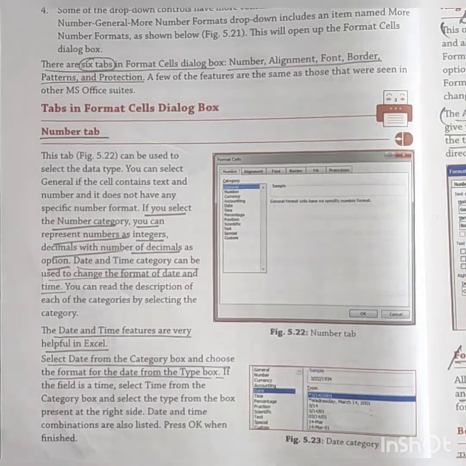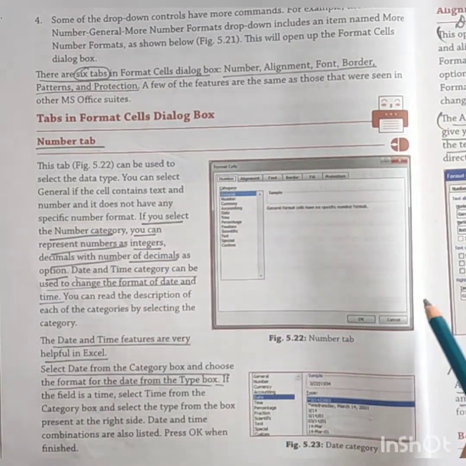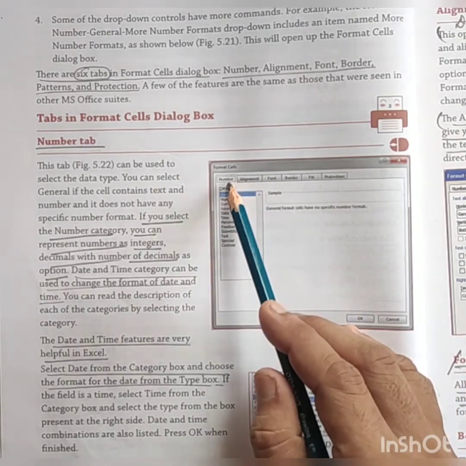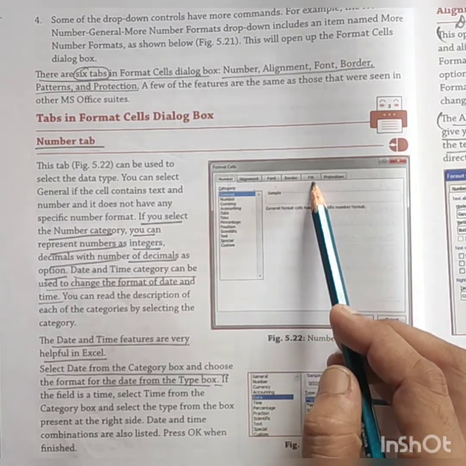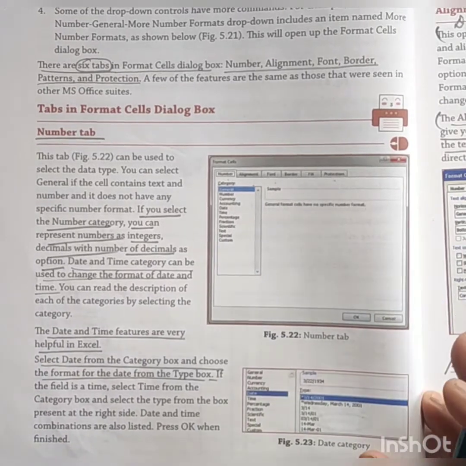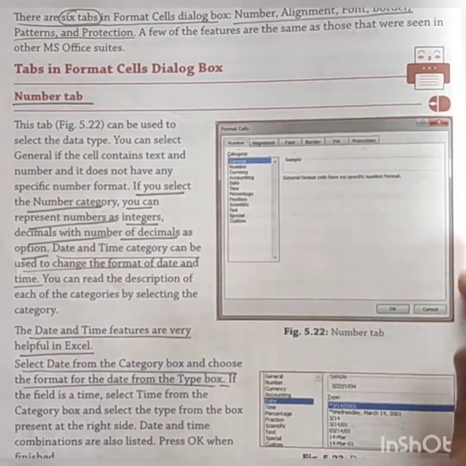Now the next important thing is that there are 6 tabs in Format Cells. This window has opened. There are 6 tabs. What are the tabs? Number, alignment, font, border, fill, protection. So these are the tabs. What are the uses of these tabs? First is the number tab.